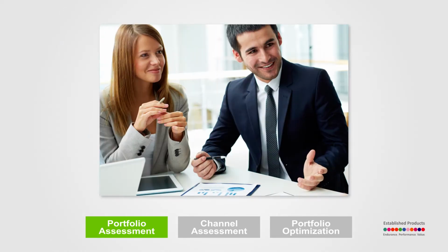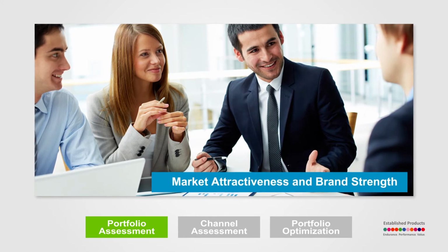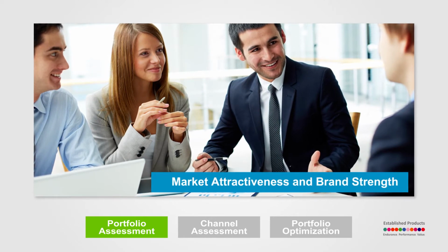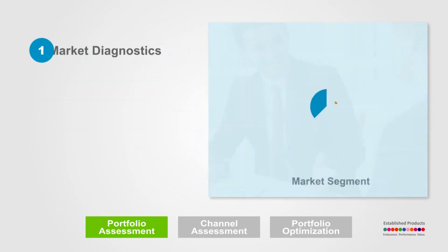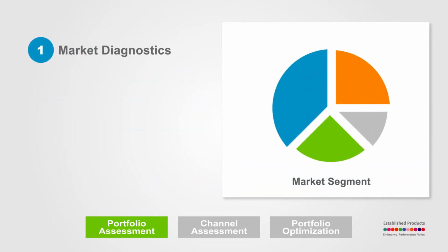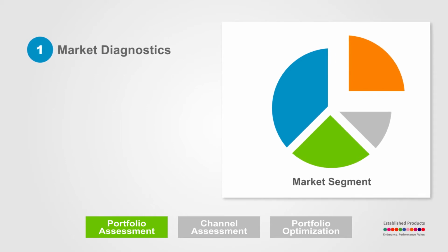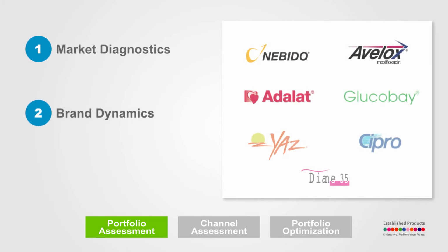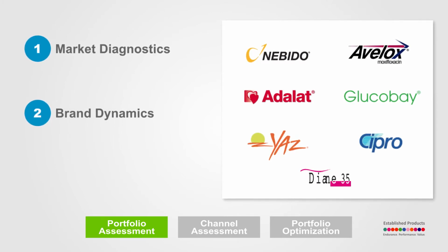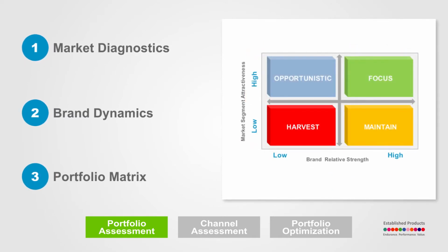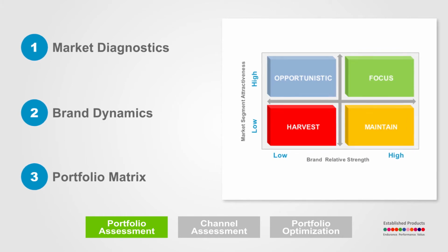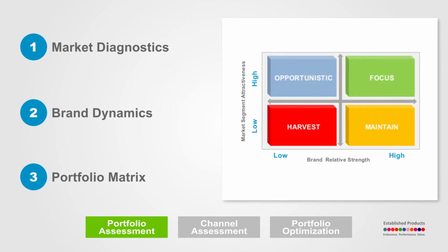Portfolio Assessment is where we assess the attractiveness of the market segments we operate in and the strength of our EP brands. There are 3 main steps. First, we evaluate market segment attractiveness based on size, growth, and the competitive landscape. Second, we measure relative brand strength based on market share, growth, and profitability of our individual EP brands. And finally, we build the portfolio matrix, where we map each of our EP brands based on the outputs from market diagnostics and brand dynamics.